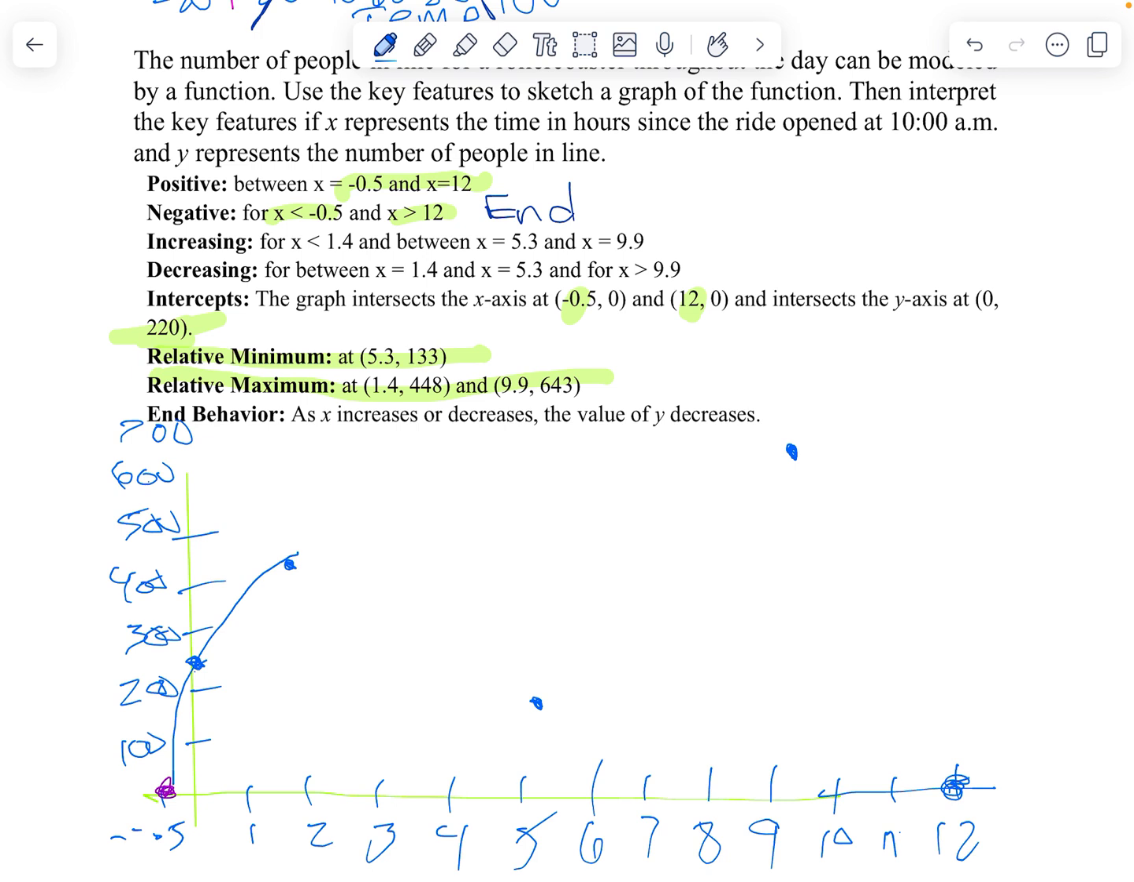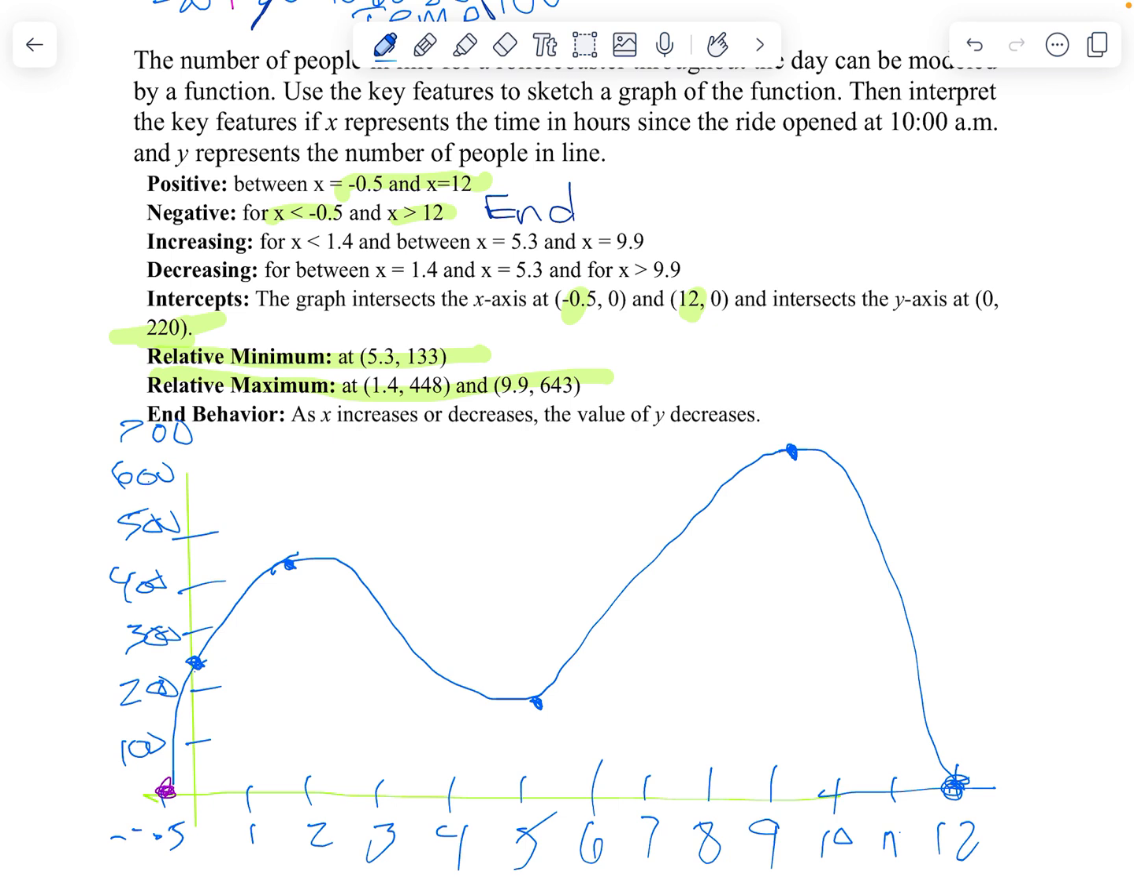And then after 448, what happens to my graph? Notice it's, let me highlight this for us here. It's decreasing from 1.4 to 5.3. Okay? So in other words, it goes like this, and it's increasing, and then it goes down to 12. Whoa. I drew too fast there. Okay, so because my program wants to make straight lines, something close to that, right?